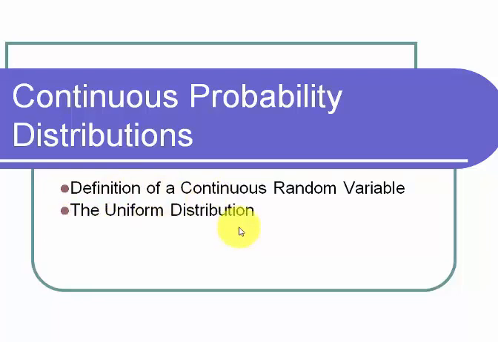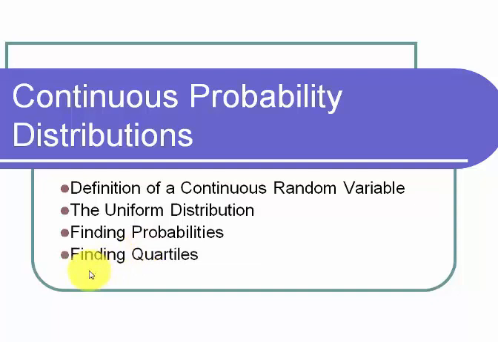Then after going over the uniform distribution, we'll look at probabilities that involve the uniform distribution. And then we'll move on, and we'll say, how do we find a quartile? How do we find the first or the third quartile? Or how do we find a percentile in general if we know that a variable follows a uniform distribution? And then finally, we'll go over the mean, the standard deviation, and we'll use those to find the z-score when we know that a continuous random variable follows a uniform distribution.